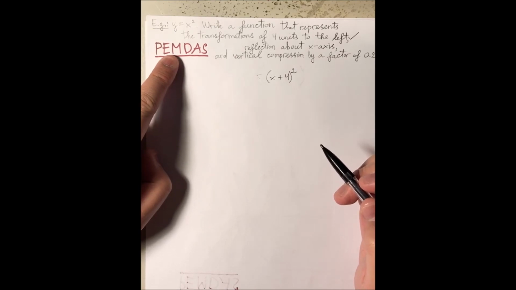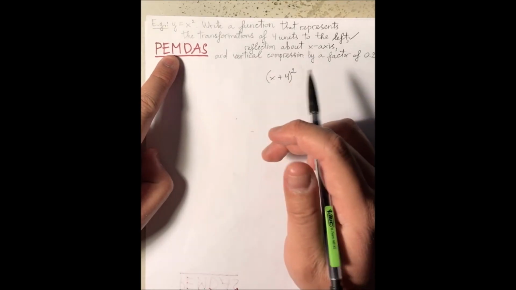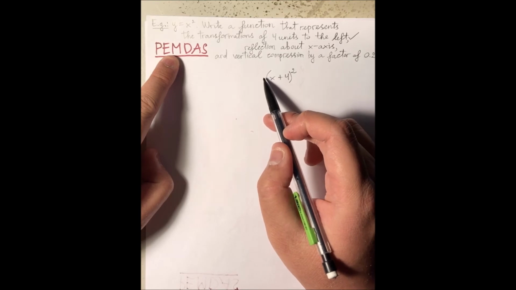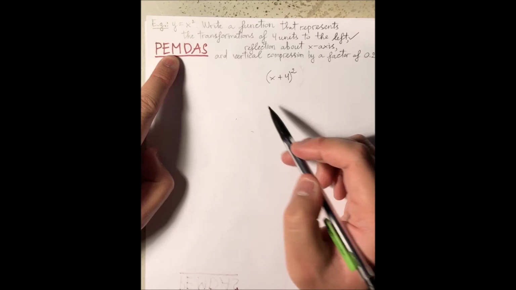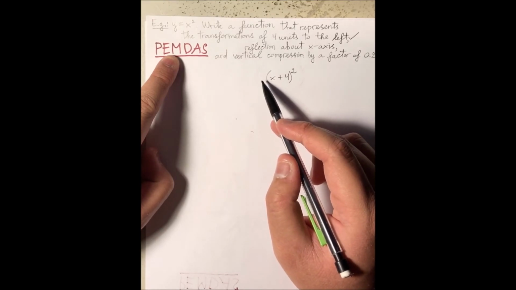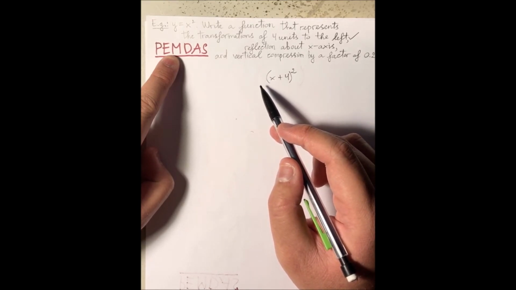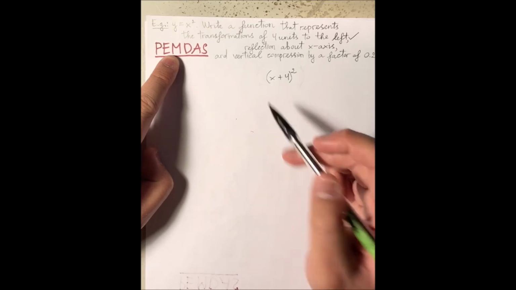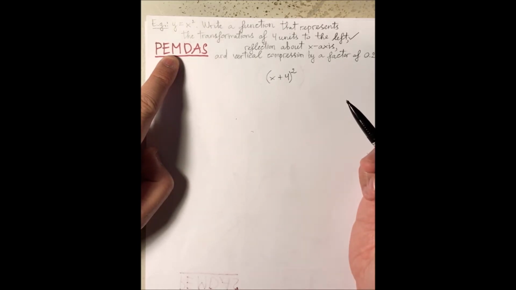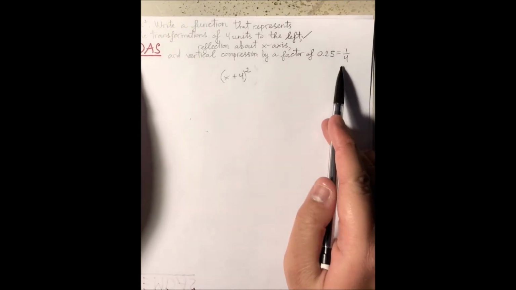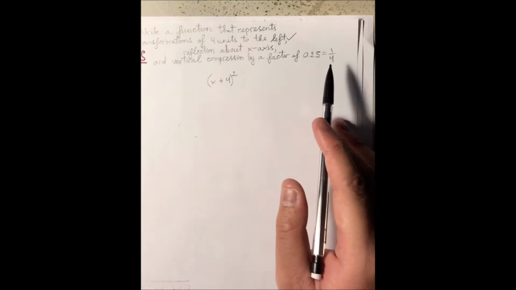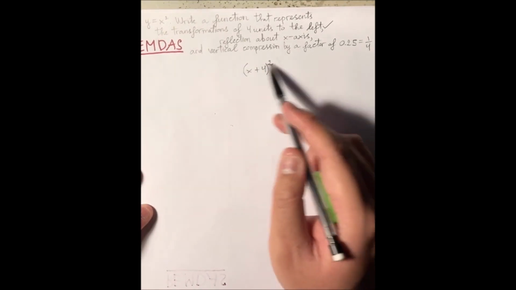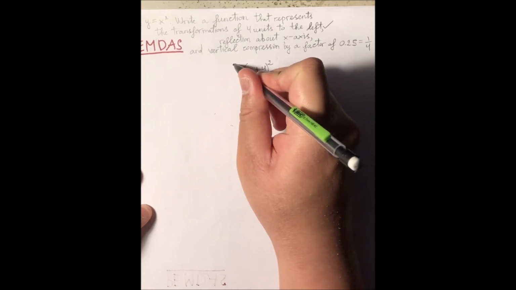Capital M is multiplication. As just mentioned earlier, we don't have to multiply any number in that other pair of parentheses, because we don't have to do any horizontal expansion or compression of the function, so we're good. The multiplication that we do have to do is a multiplication by 1 over 4 here, because we are compressing the function vertically, so we have to multiply this entire x expression by 1 over 4.